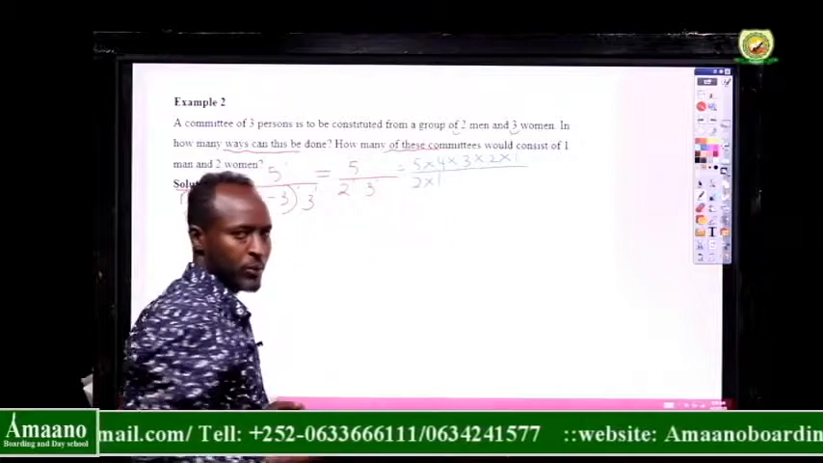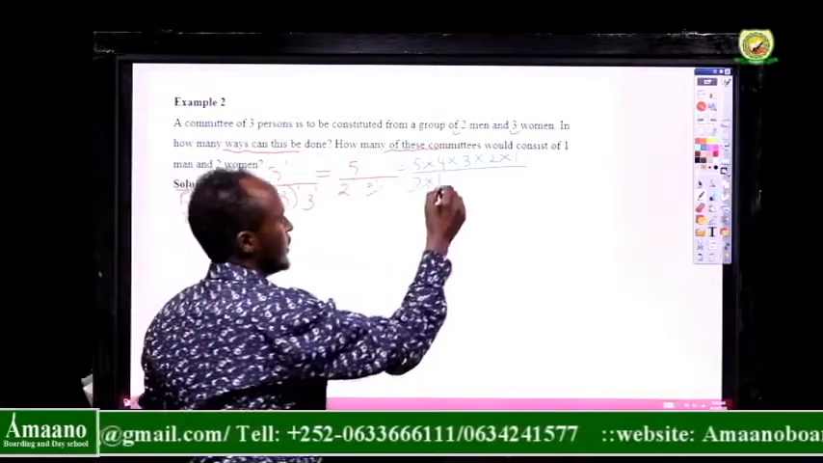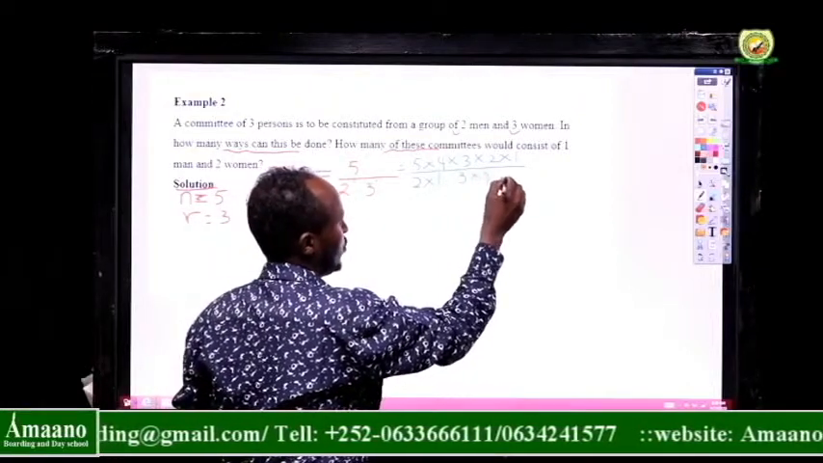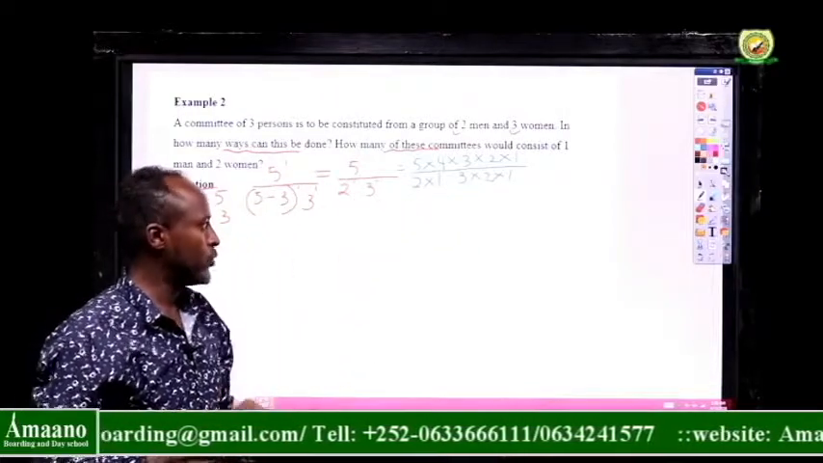Where does this 2 times 1 come from? It is 2 factorial. Times, that is the dot product, 3 times 2 times 1. Where does this 3 times 2 times 1 come from? It is 3 factorial.